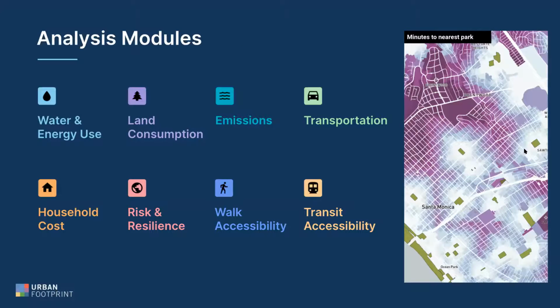We do want to make a note here of all the different options we have in the analysis modules. So we've got a very comprehensive set of analysis modules here. So you can see we start with things like water and energy use, and then we move all the way down the scale to things like walk and transit accessibility. You can also model things like what's happening with the transportation and emissions in a community, and even get into things like household cost factors and also risk and resilience, which we know a lot of our communities are dealing with, both from water and fire.